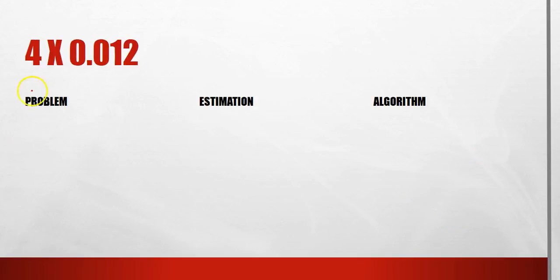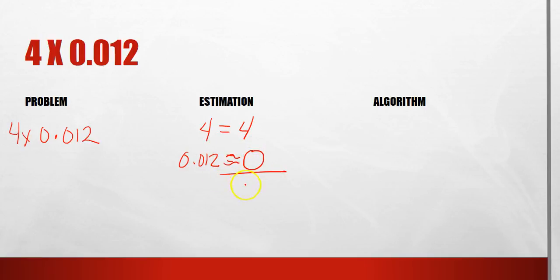Okay, we're going to do another one. I have 4 times 12 thousandths. I'm going to do my estimate. 4 does equal 4. And 12 thousandths is less than 1, so it's about 0. So my answer is going to be about 0.